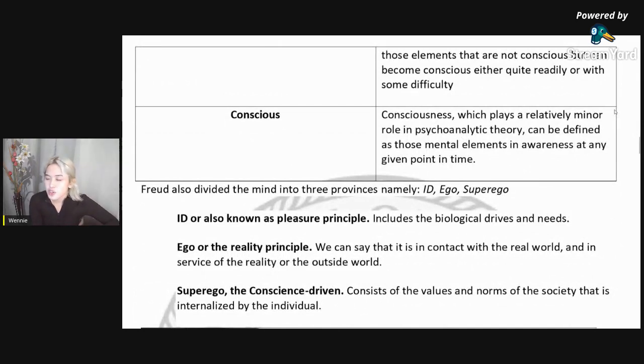Conscious or consciousness, which plays a relatively minor role in psychoanalytic theory, can be defined as those mental elements in awareness at any given point in time. Also, Freud divided the mind into three provinces. So we have the id, ego, and superego. So id is also known as the pleasure principle. So this includes the biological drives and needs. So by pleasure, it means that id seeks instant gratification for our wants and needs.